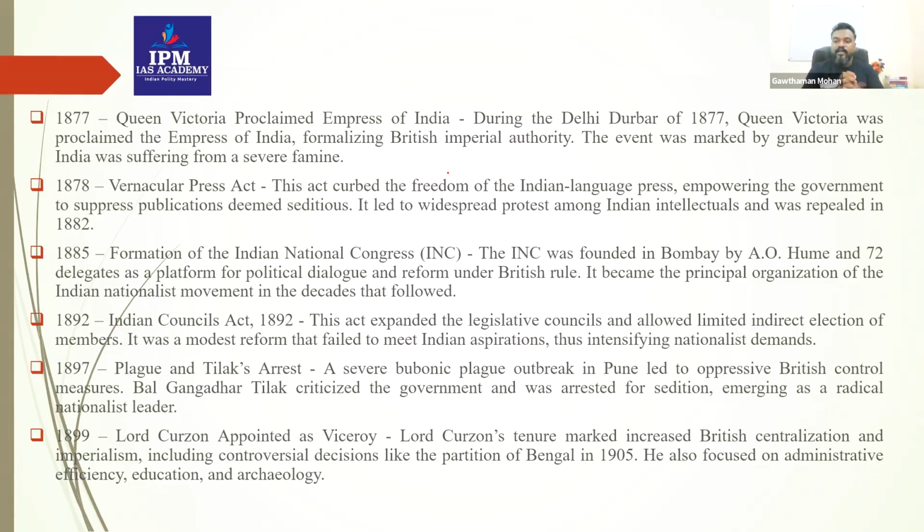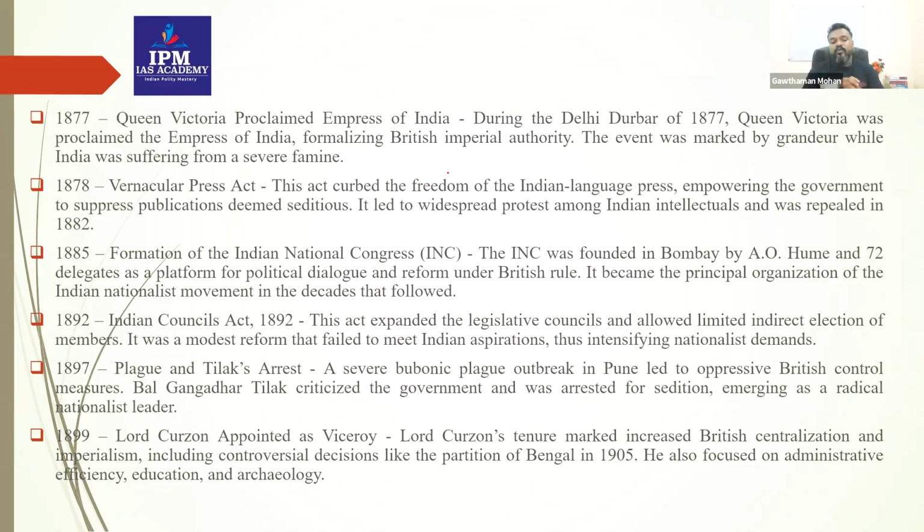He was a retired British civil servant, and around 72 delegates were there. It was held at a place called Gokuldas Tejpal Sanskrit College, Bombay. It became a principal organization of the Indian nationalist movement in the decades that followed. The first general secretary was A.O. Hume, and the president was W.C. Banerjee, or Womesh Chandra Banerjee.